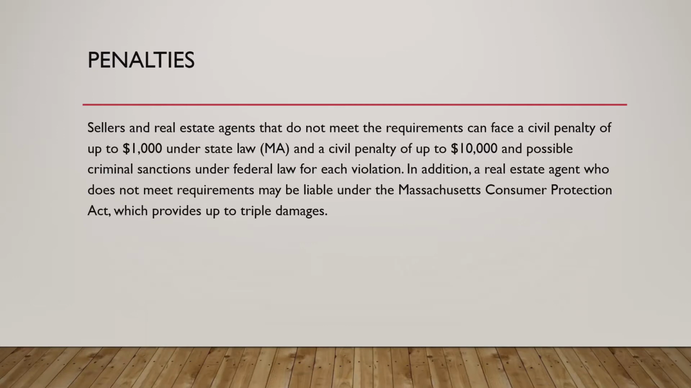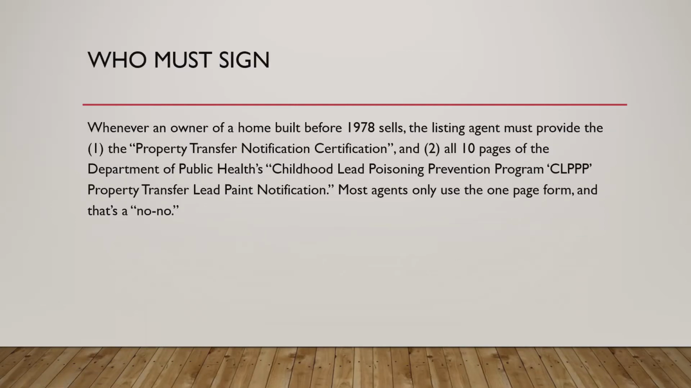Sellers and real estate agents that do not meet the requirements of the lead paint law can face a civil penalty of up to $1,000 under state law in Mass, and a civil penalty of up to $10,000 and possible criminal sanctions under federal law for each violation. In addition, a real estate agent who does not meet requirements may be liable under the Massachusetts Consumer Protection Act, which provides up to triple damages. By the way, under federal law, the penalty also includes the loss of a real estate license.